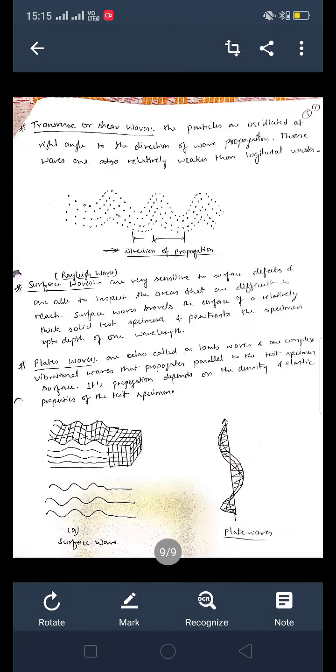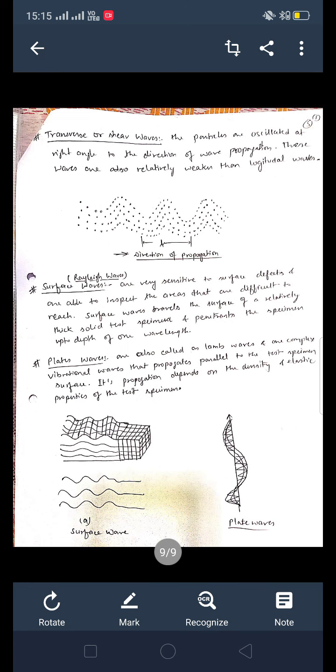So my dear student, see your notes, note down and draw the diagram for better understanding. Here unit number 4 of non-destructive testing is finished. We will move forward to unit number 5 in my next video.